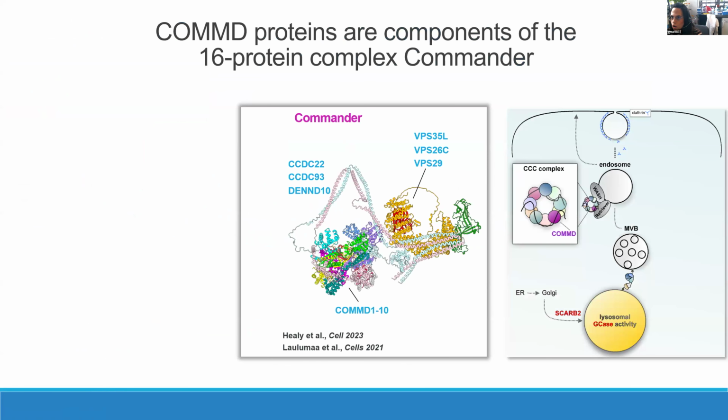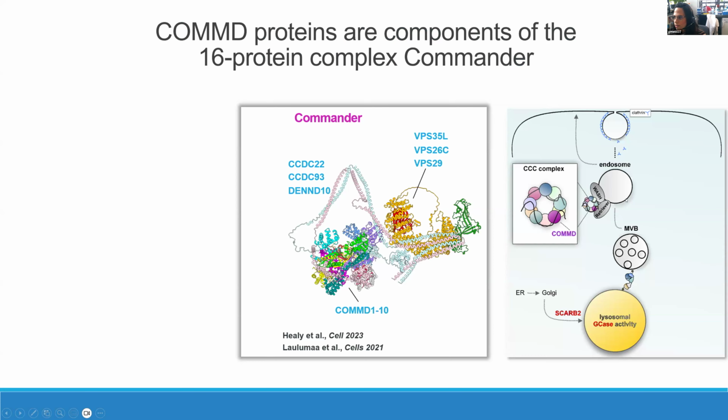So the commander complex, as a short background intro, is a 16 protein complex that comprises of protein ring COMD1 to COMD10. These come together with coiled-coil domain containing protein CCDC22 and 93, and this allows to bring together the retriever and then 10, therefore comprising the full commander complex.